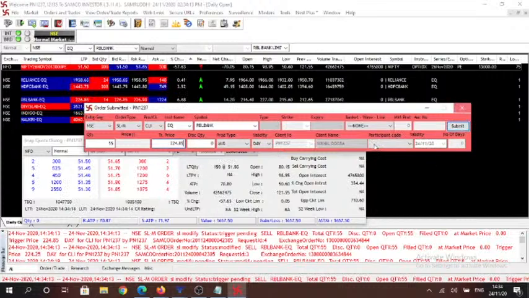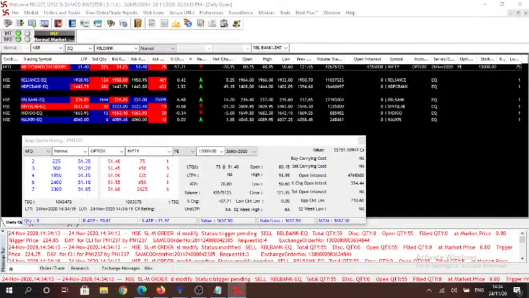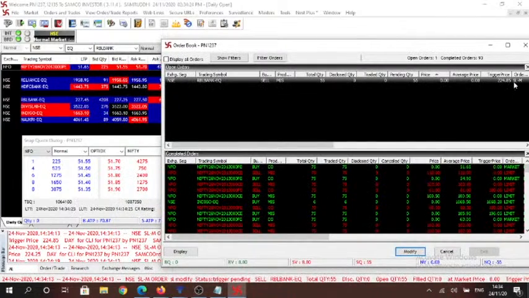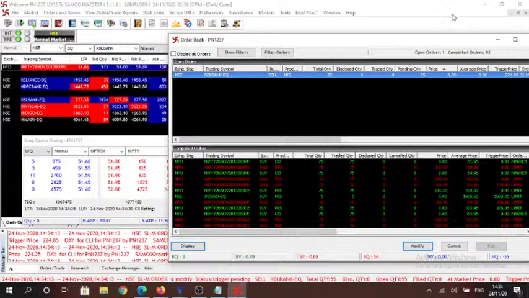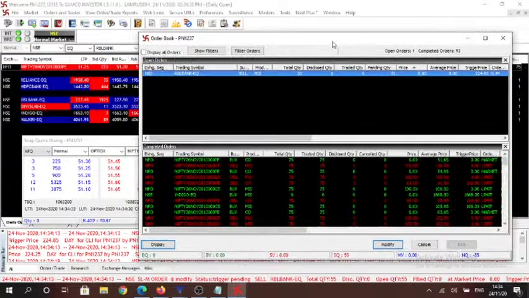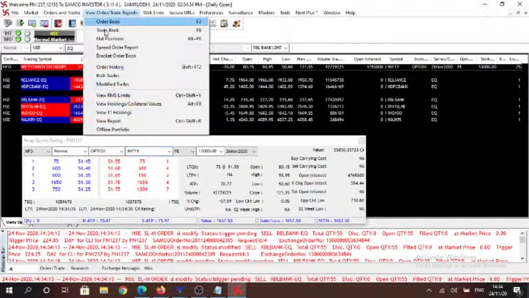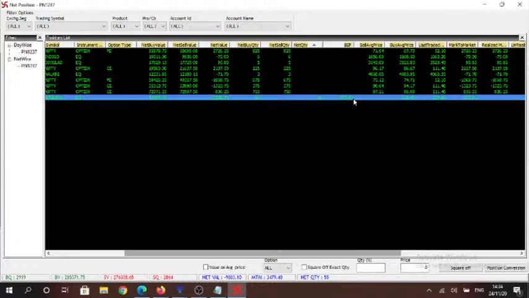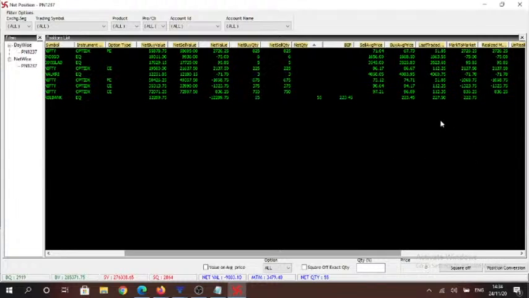So currently we have only one position, which is RBL Bank, and we have a trailing stop loss at 224.85 levels. Apart from that, we don't have any positions left now. It's a break-even trade for us.